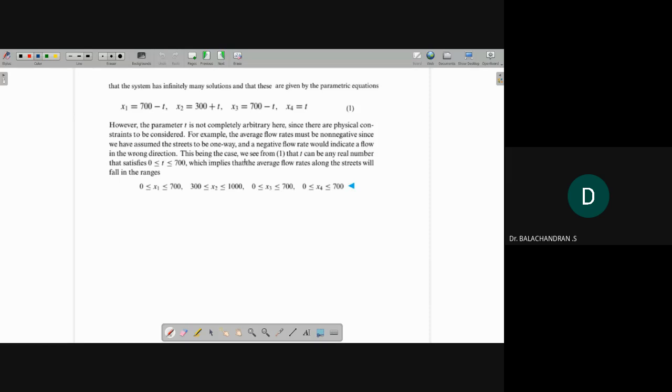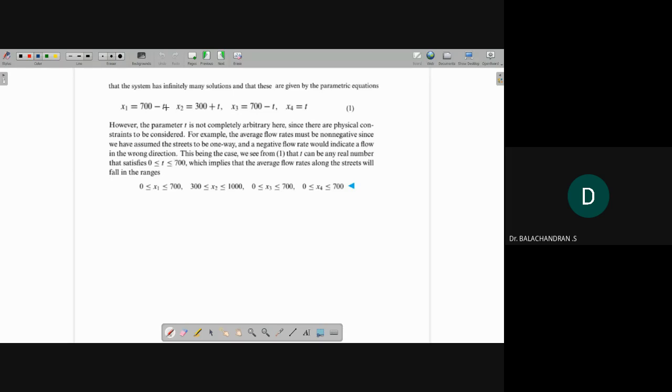So this being the case, we see from equation 1 that t can be any real number that should satisfy t lies between 0 and 700. In this case only, the values of x1, x2, x3, x4 are non-negative, which implies the average flow rates along the streets will fall in a range. So x1 is 700 minus t, which means t is at most 700.